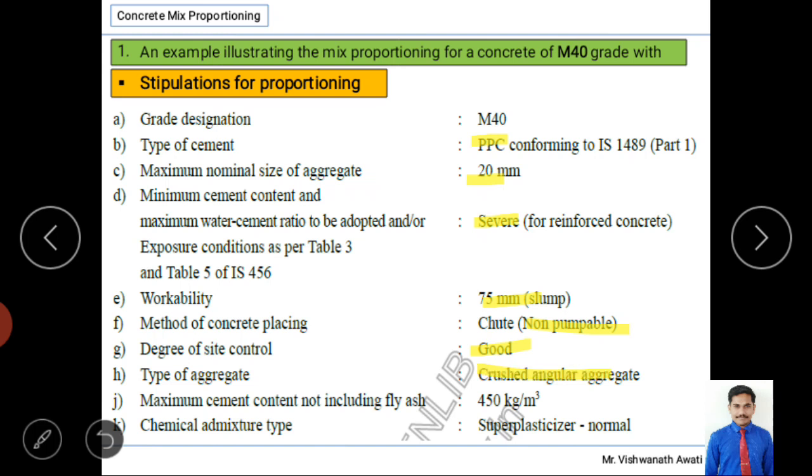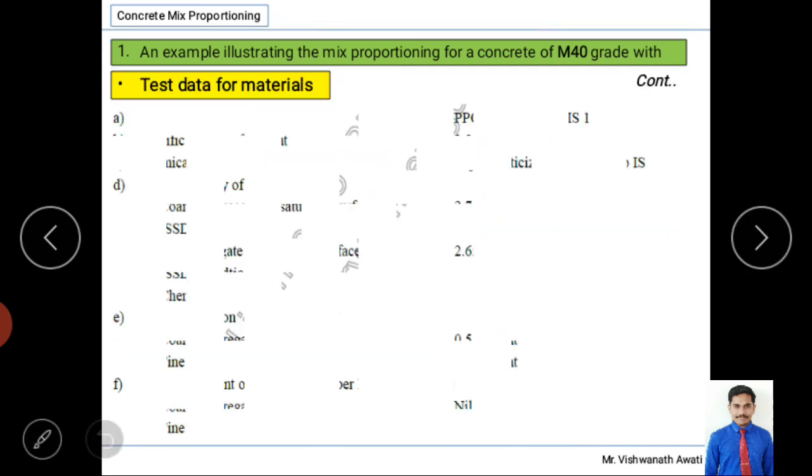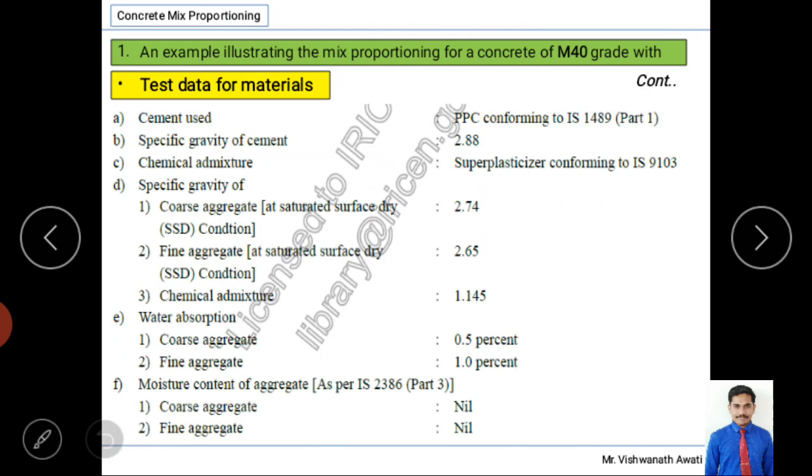Maximum cement content, not excluding fly ash, is 450 kg per meter cube, and the chemical admixture is plasticizer normal. And here we have to remember in this video, the nominal maximum size of aggregate is 20 mm, very important. So next, important data on the test data of material.